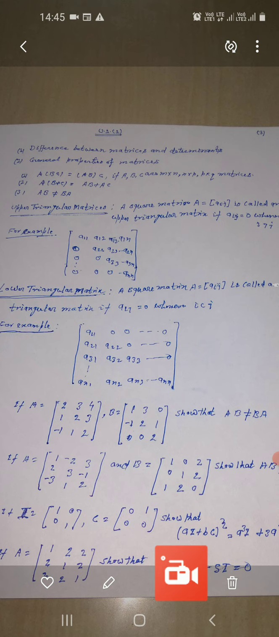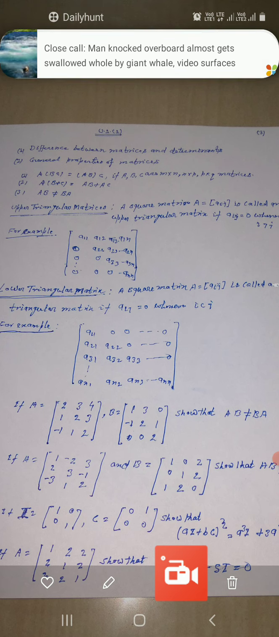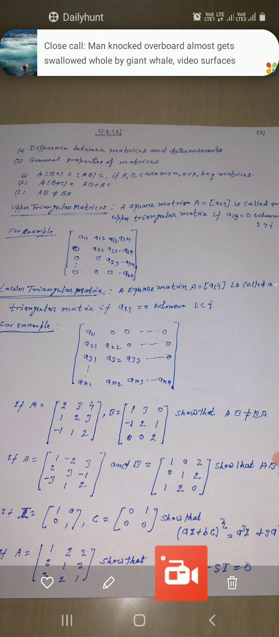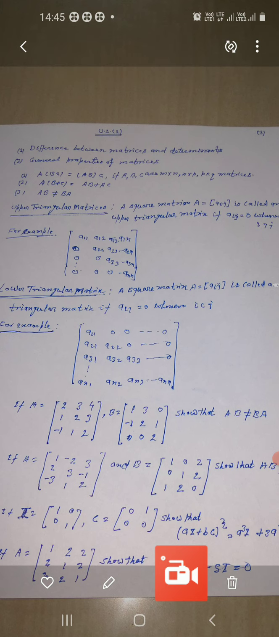First of all, we will discuss what is the difference between matrices and determinants. You know, both are the arrangement of the elements put into rows or columns. Determinants give you a numerical value, while matrices do not give you a numerical value. This is the basic difference. You must keep it in your mind.